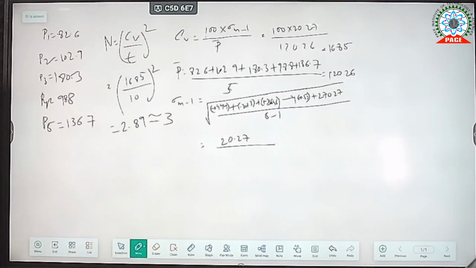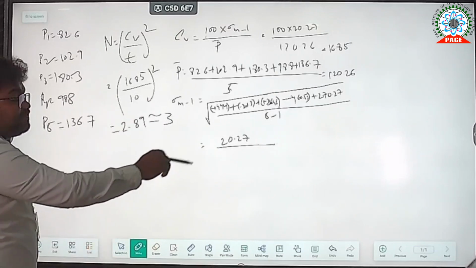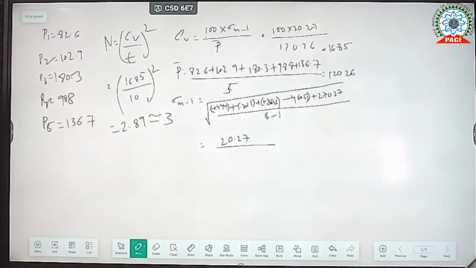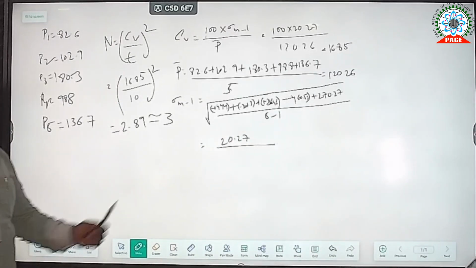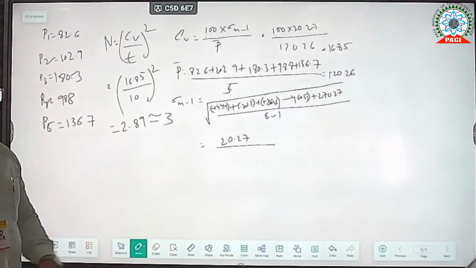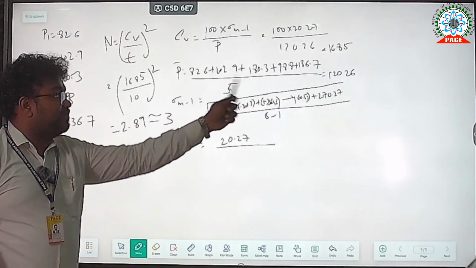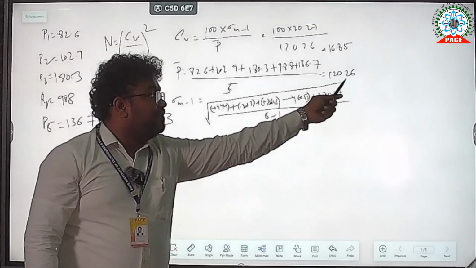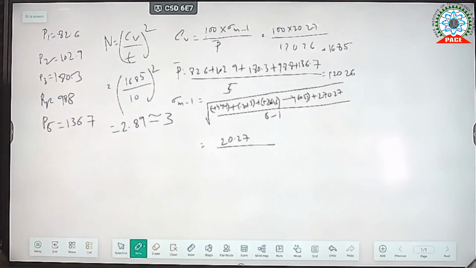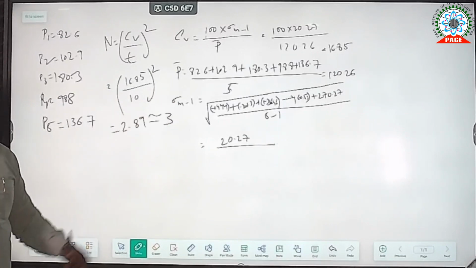So how is the mean calculated? P bar equal to the sum of the total rainfall values divided by the total number of rain gauges. The existing rain gauges are 5 and we have 5 rainfall values in here. So all these 5 rainfall values were summed, and that gives the mean value, which is 120.26.